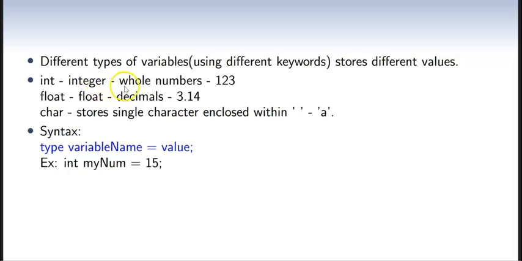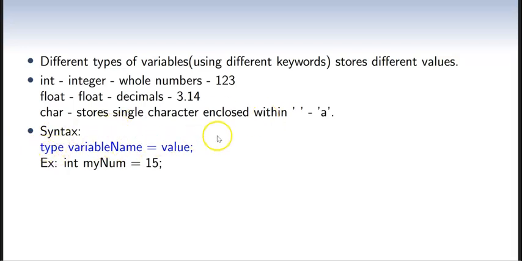Integer stores whole numbers, for example 1, 2, 3. Float stores decimals, for example 3.14. Char stores a single character that is enclosed with single quotes.